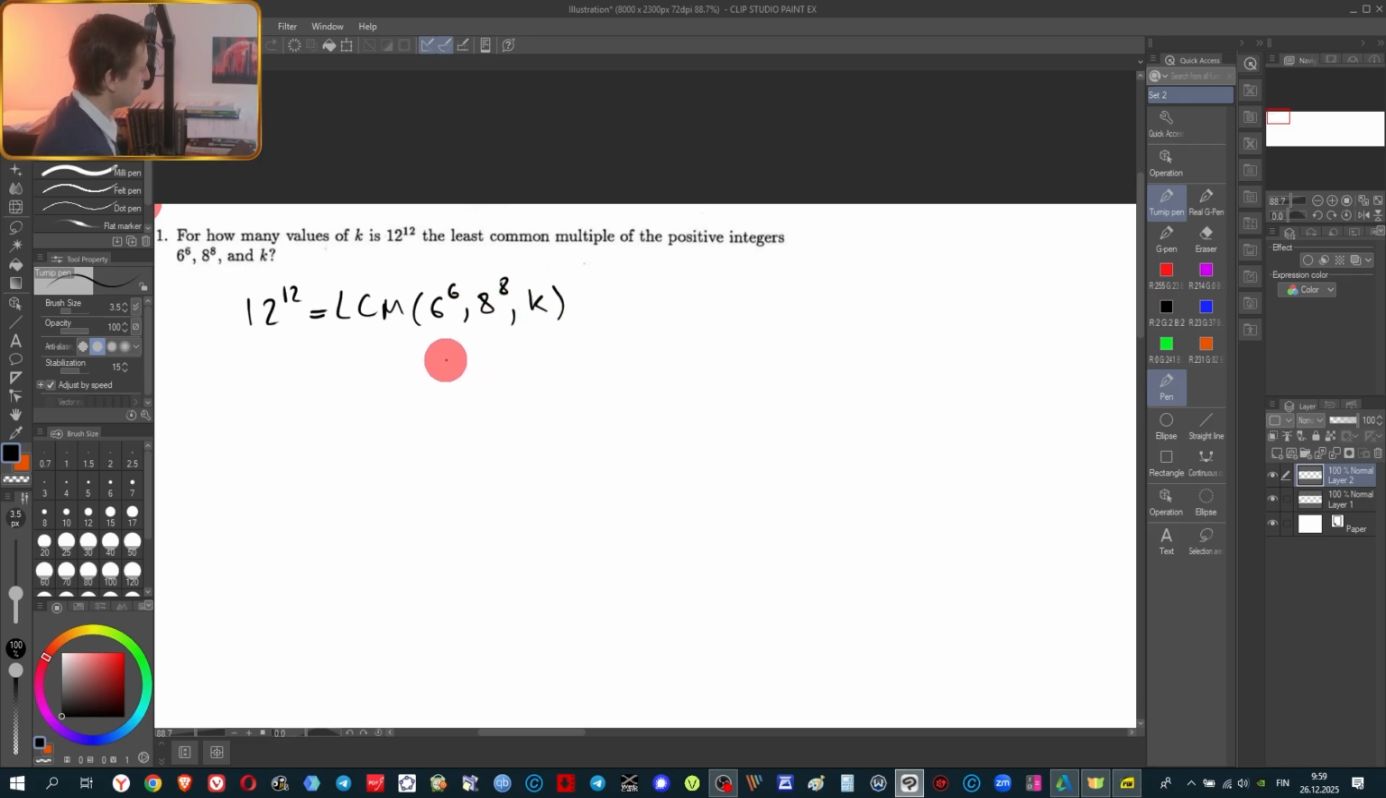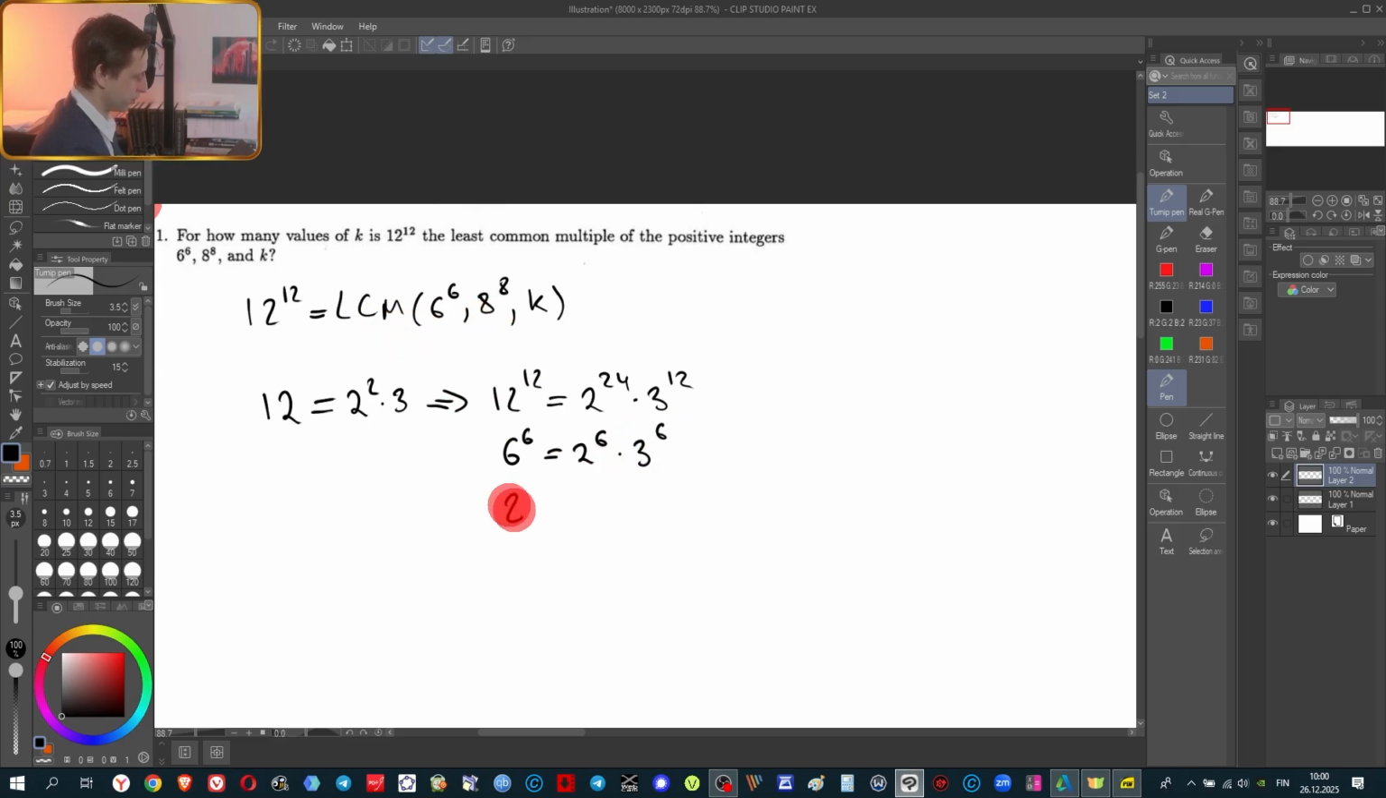Well, of course, when we work with least common multiples, it always makes sense to look at the prime representation of any number. So we need to factorize each of these numbers and represent it as a product of primes in different powers. If we speak about 12, it is 2 to the power of 2 times 3. And therefore, 12 to the power of 12 equals 2 to the power of 24 times 3 to the power of 12. About 6 to the power of 6, it is obviously 2 to the power of 6 times 3 to the power of 6.